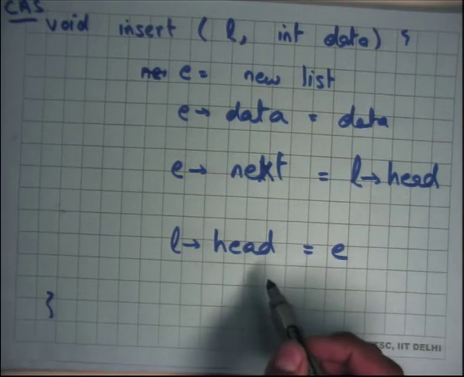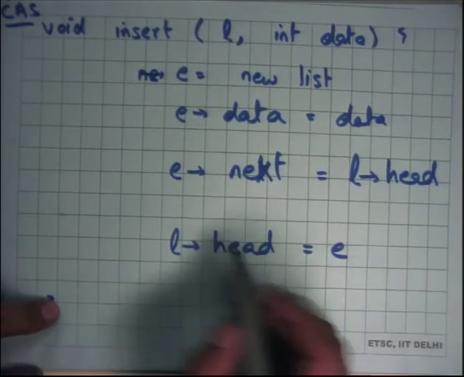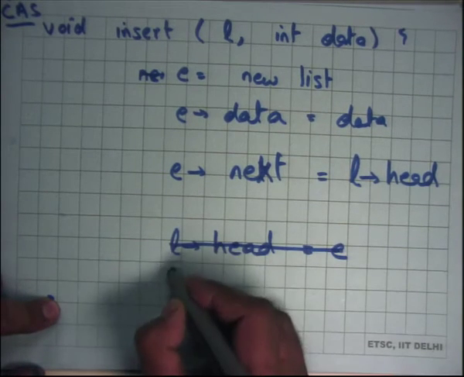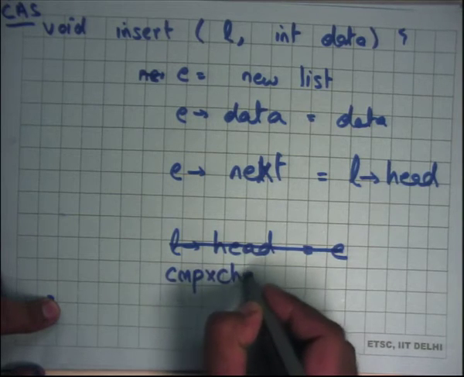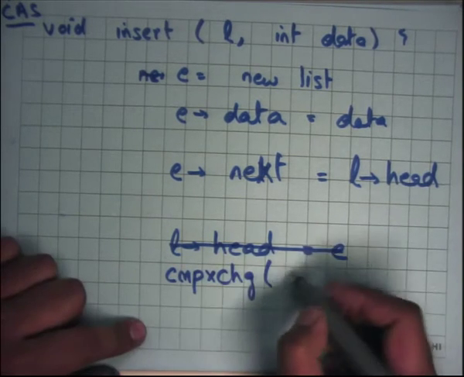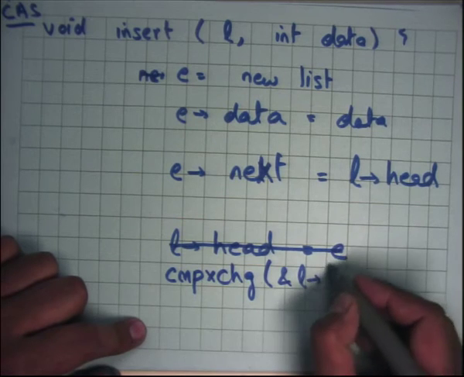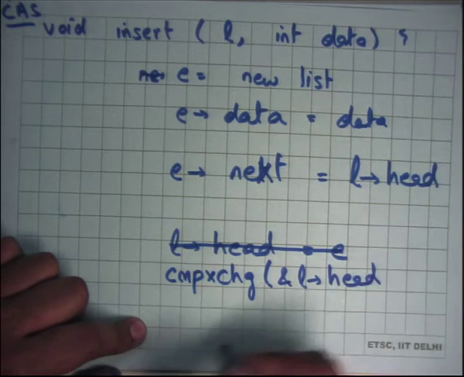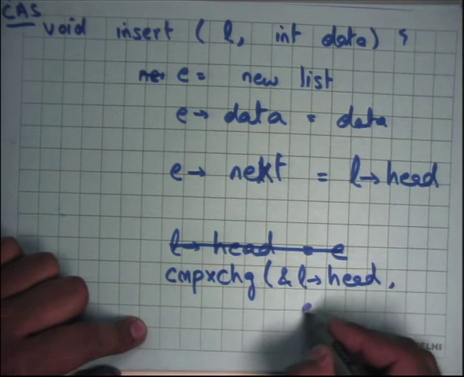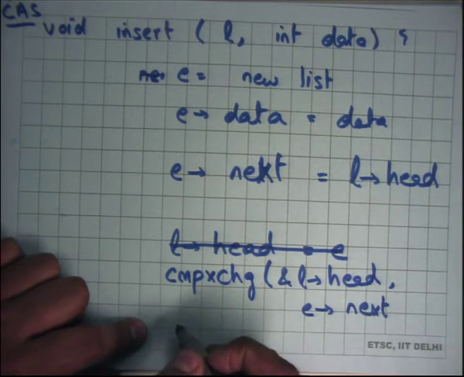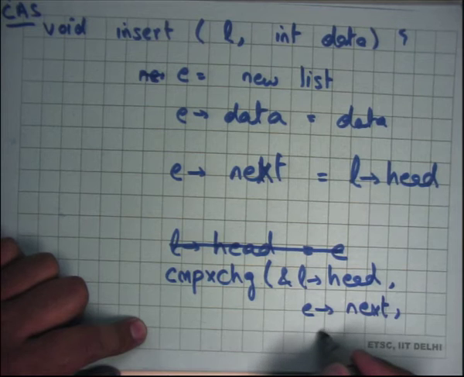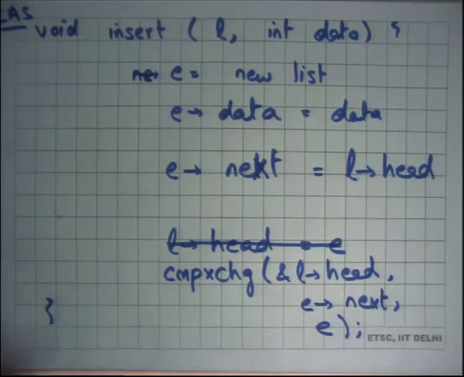You can do compare and exchange on L dot head, with the old value being E dot next, and the new value being E, good, right.